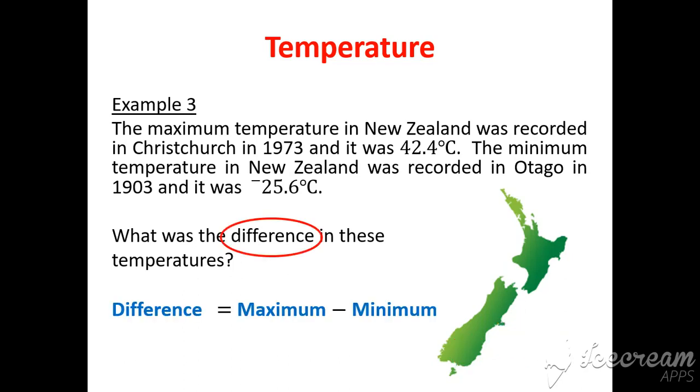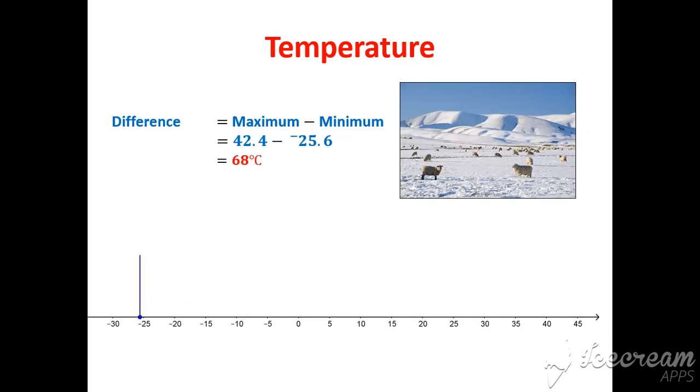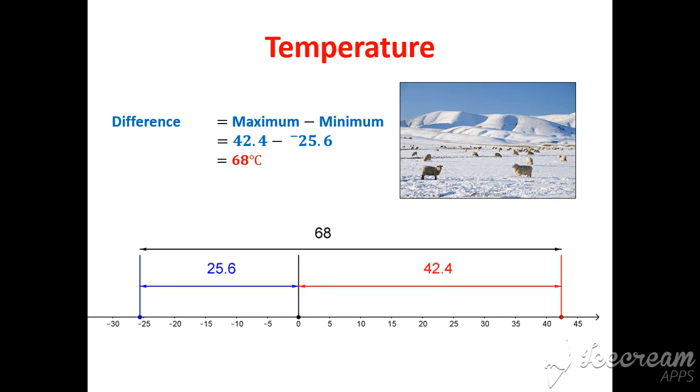Now the difference means to take the maximum and subtract the minimum. So the maximum was 42.4 and we're subtracting the minimum, which was -25.6. These two, that subtract and that negative makes a plus. So we're just going to add them together to get 68 degrees Celsius. Now, if that didn't really make sense, have a look at this. Here's the minimum, here's the maximum. We'll just pop 0 in here. There's your 42.4 and 25.6, and the total difference between them is a total of 68 degrees Celsius.